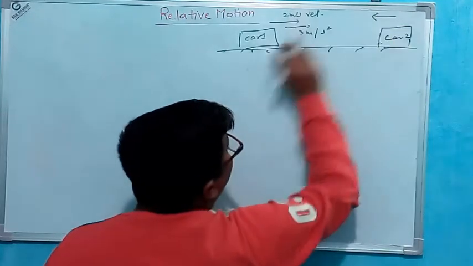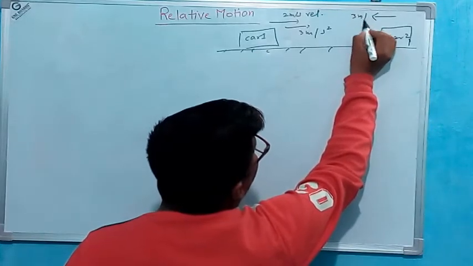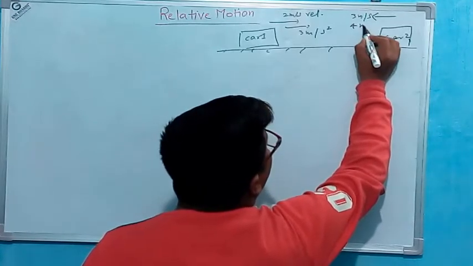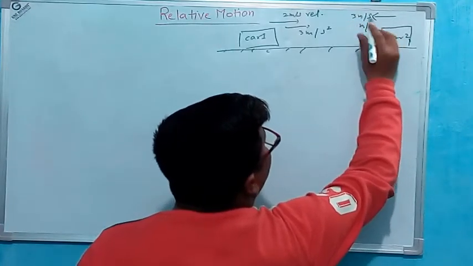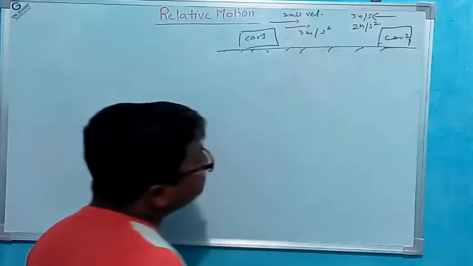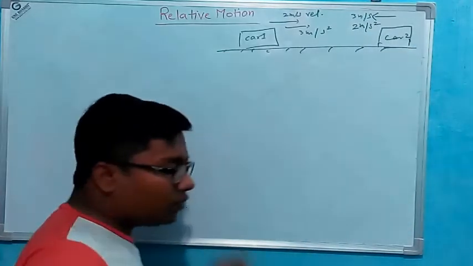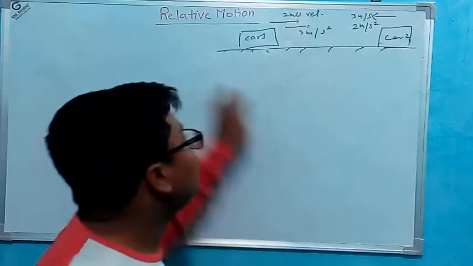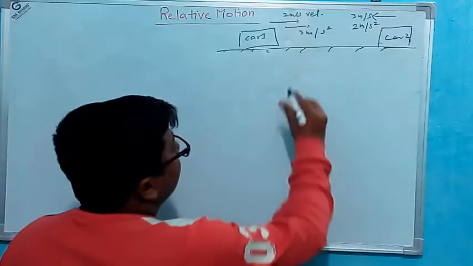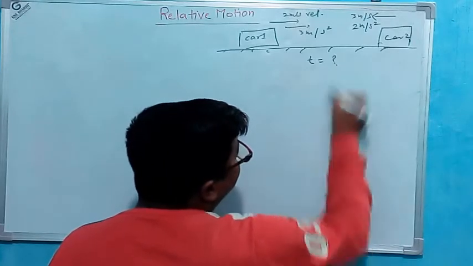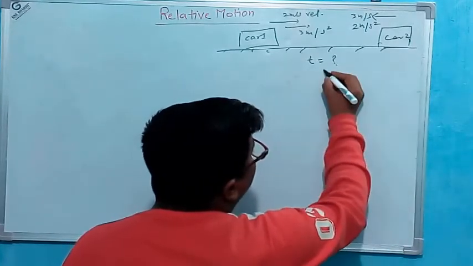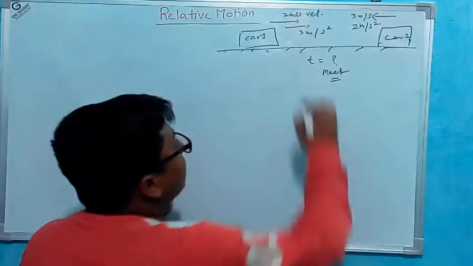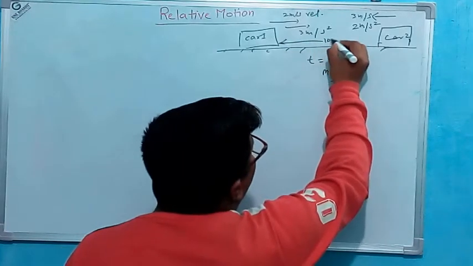moving opposite to car 1 with speed 3 meter per second and acceleration is, let's take, 2 meter per second square. Okay. Now this problem can be solved by both the general method and the relative method. We have to find the time at which both cars meet. Okay, both cars will meet, and the separation between both cars is 100 meter.